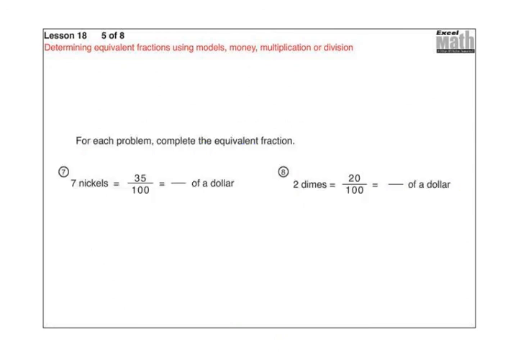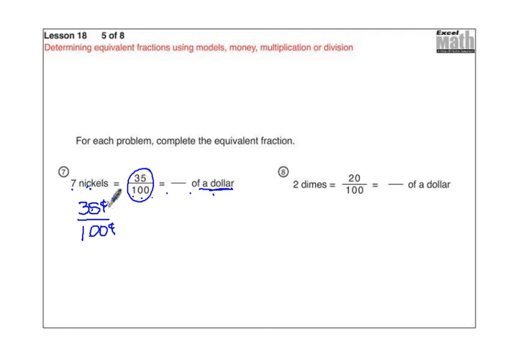All right, number 7 here. For each problem, complete the equivalent fraction. 7 nickels equals 35 hundredths equals what part of a dollar? So what we're doing here is we're figuring out that 7 nickels is equal to 35 cents, right? Well, part of a dollar is, there are 100 cents in a dollar. So 35 cents out of 100 cents is the same thing as 7 nickels. That's why they wrote 35 hundredths.